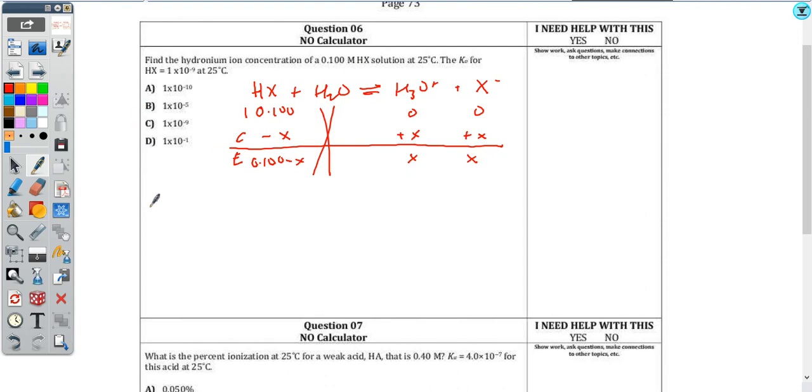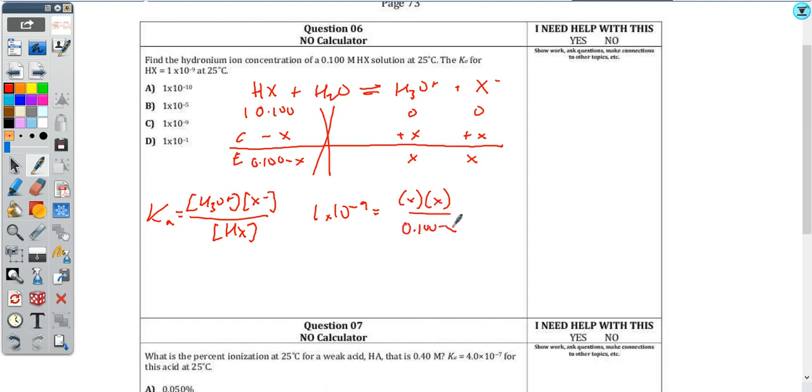Now, Ka is defined as, like any K, a ratio of product concentrations to reactant concentrations. So it's going to look like this. You want to be very comfortable writing a Ka expression, and you're going to plug in the values that you know to solve. So 1 times 10 to the minus 9 is equal to x times x over 0.100 minus x. Right, I've just taken these from my equilibrium row and plugged them into my Ka expression.